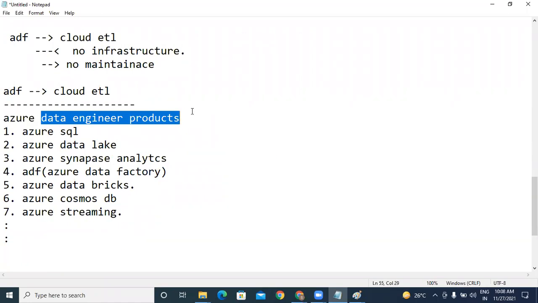Actually, I have one doubt. For learning this ADF, is the prerequisite SQL, right? So basically, yes, SQL is required, because ADF. Yes, sir. Because here already, please come back to this picture.